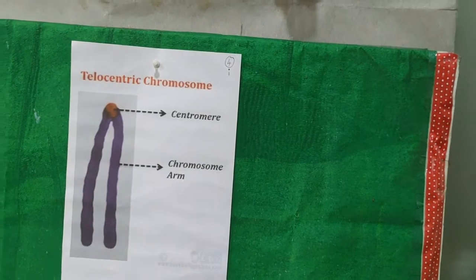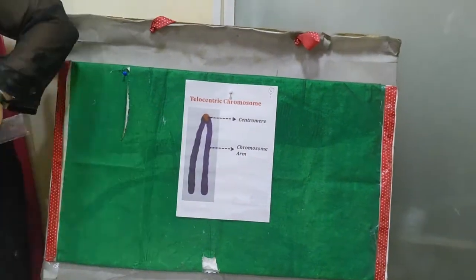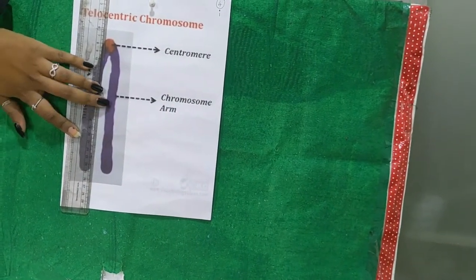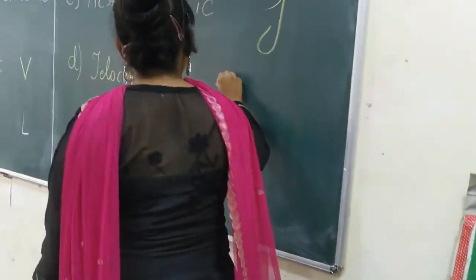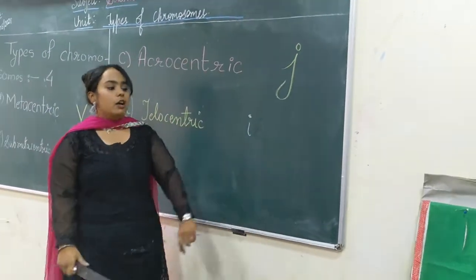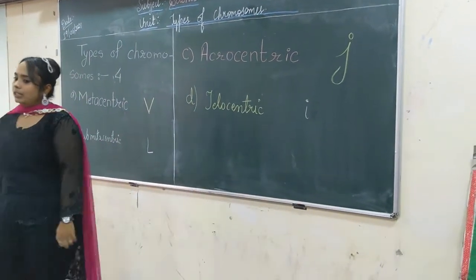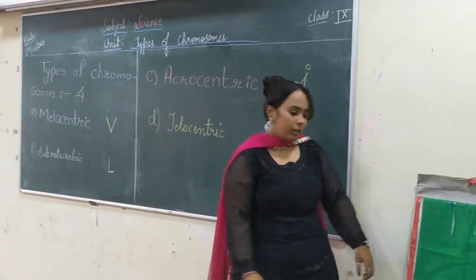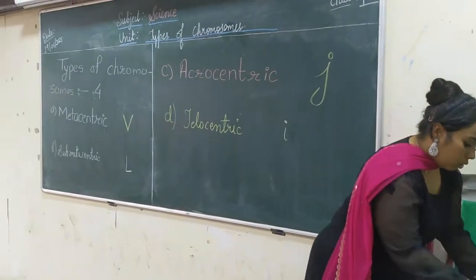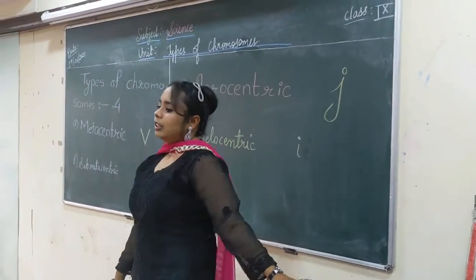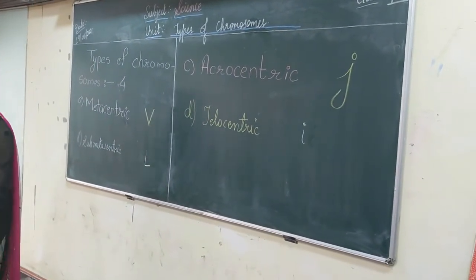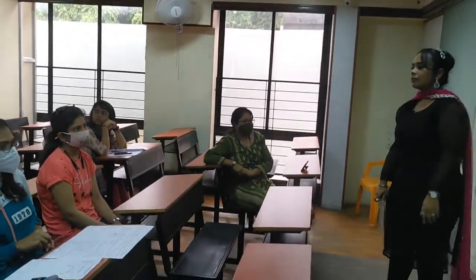So when we take only one arm, let us focus on only one arm. Which alphabet does it look like? I. Perfect. So it looks like I. So that is our fourth and the last type of chromosome, that is telocentric chromosome. Any doubts in this? Clear, everyone? Okay. So now, who will tell me the definition of telocentric chromosome? Yes, Arshina? The centromere is right at the end and it looks like I. It looks like I. Very good.